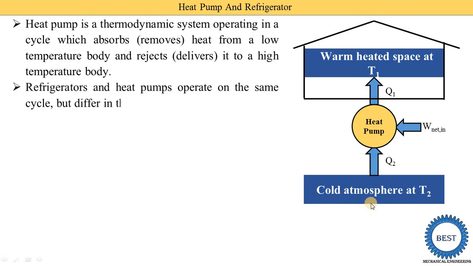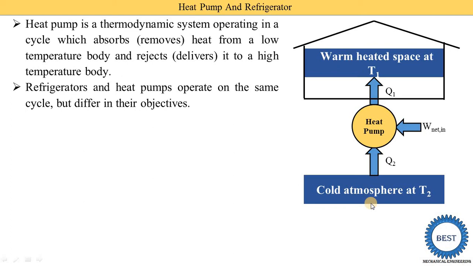Now refrigerators and heat pumps operate on the same cycle, which means in a single component we are able to convert a refrigerator into a heat pump or a heat pump into a refrigerator. So they operate on the same cycle but differ in their objectives. Their objectives are clear, because we already explained that a heat pump is used for heating and a refrigerator is used for cooling.